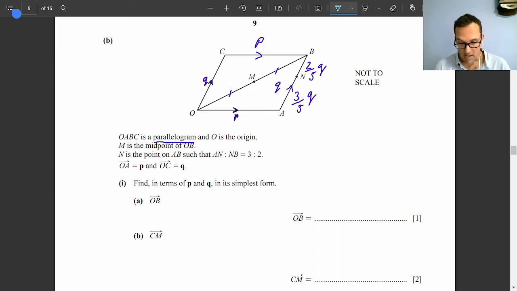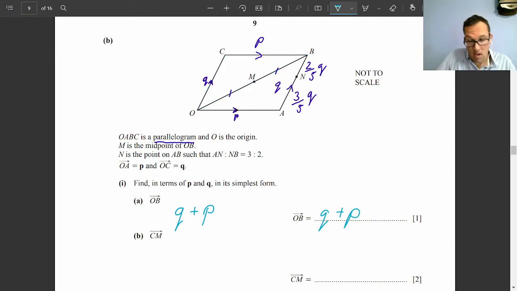Okay, so let's start answering the questions. 5b, part A, in terms of P and Q, find OB. So OB is this vector here. So going in that direction. We need to follow a path that we know. The most obvious there would be to go right and up, or up and right. So we do Q plus P because we're going in the same right direction, or P plus Q. Any one of those is correct. P plus Q, Q plus P, same thing.